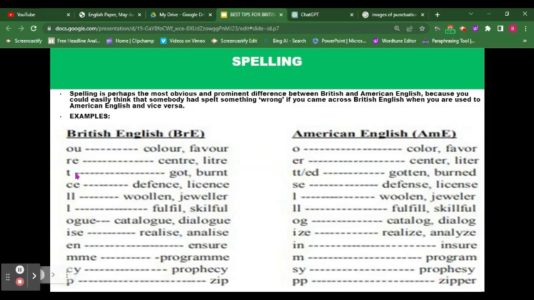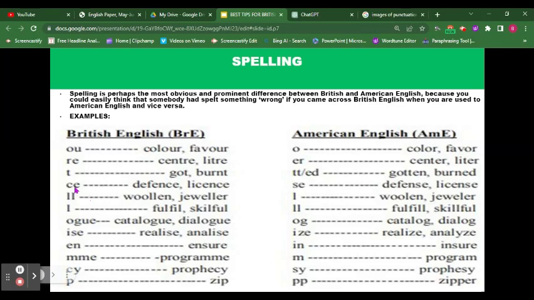Then T is another area where you have T in British English as you have in got and want. Then you have either double T or ED in American English, such as you have in gotten and bond. Band. Instead of band, you have bond. Instead of got, you have gotten. So that is the difference.